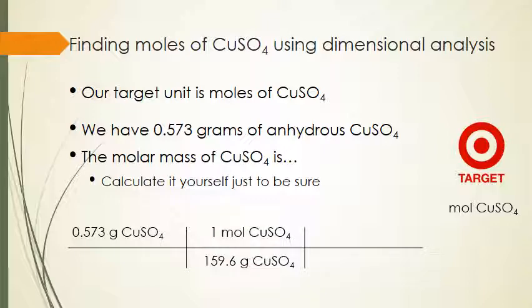I apply it this way on my dimensional analysis grid because I want grams to cancel, and I want to be left with my target unit, that is moles. Mathematically, I divide 0.573 divided by 159.6. Check my math on this. I get 0.00359 moles of copper sulfate.